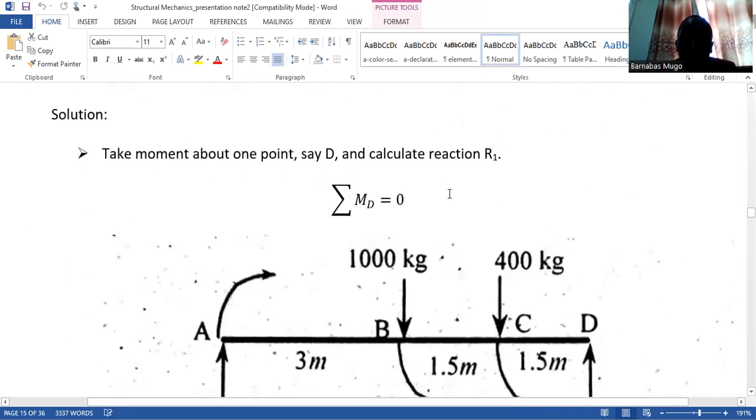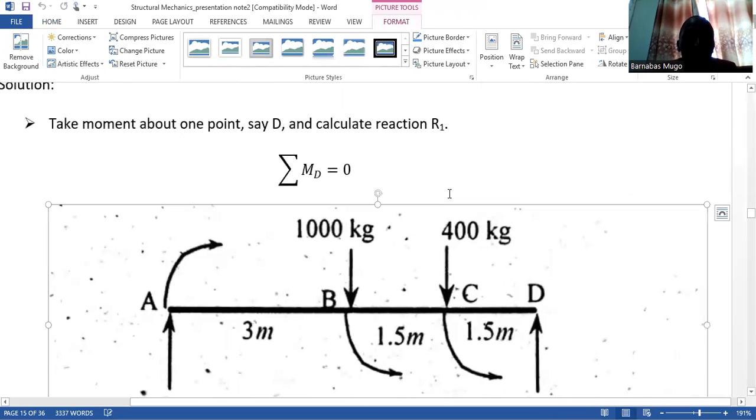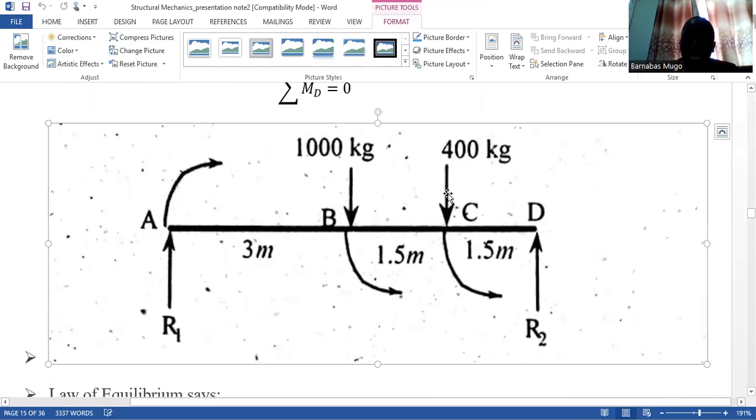So what is the solution? What are we supposed to do? The first thing that we need to do is to take the moment about one point, say point D, for example. We are taking the moment from point D. Moment is force times perpendicular distance from the point of support. And therefore, the moment of B from D is 1,000 kilogram, which you multiply by 10 to make them Newton. Then I multiply by 3, which is the distance from B to D.